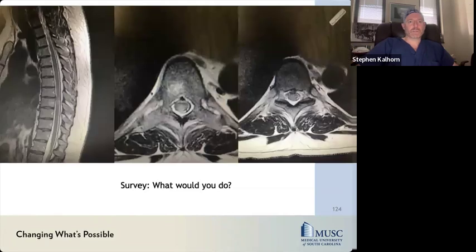Okay, so maybe for the group, what would folks do for this one? So this is a 45-year-old guy with numbness and tingling in the legs and some weakness.